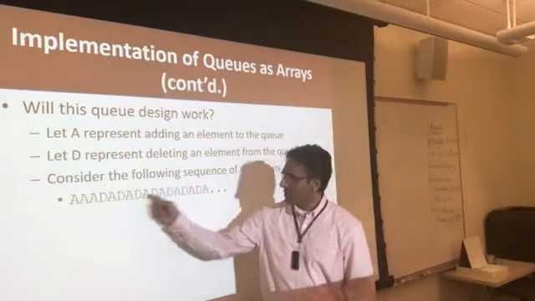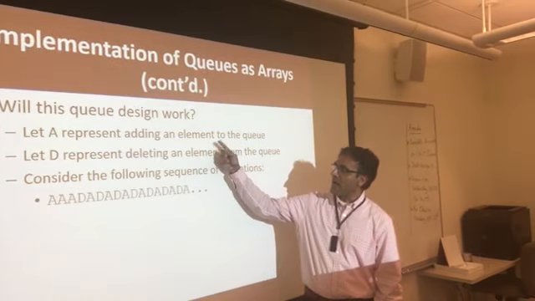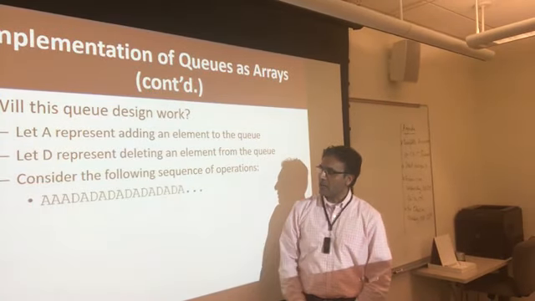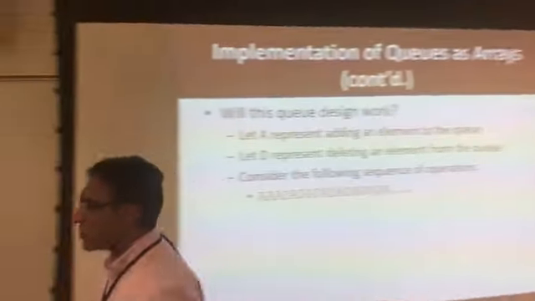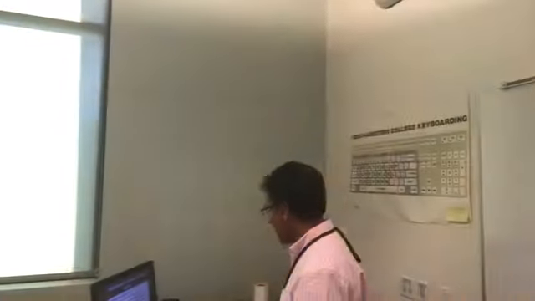It shows you an example here. I'm not going to go into this example. I'll just show you some data here. Let A represent adding an element and D represent deleting an element. Consider the following sequence. I'm not going to spend time on this one. It just shows you how to add, and delete and add. So it's not a very good example given in the book.